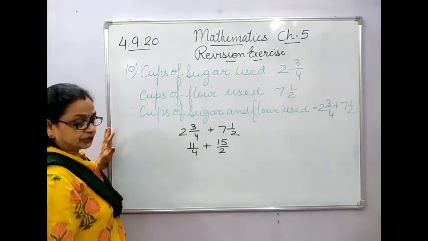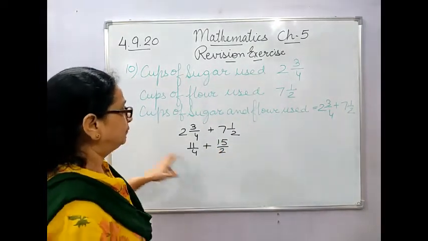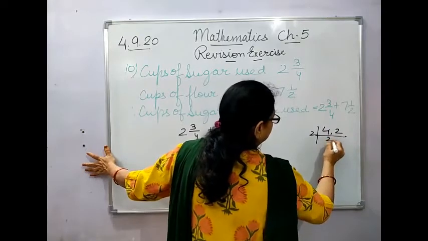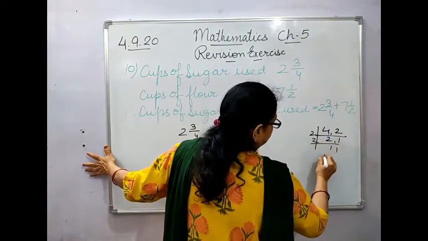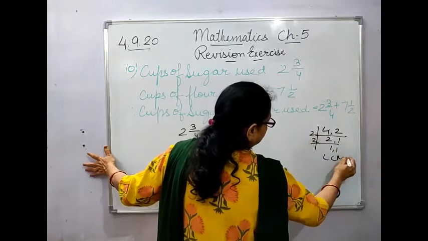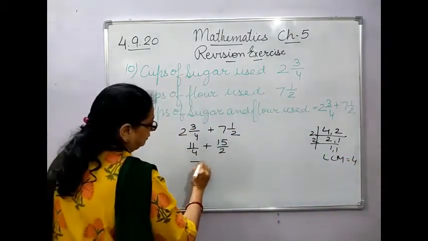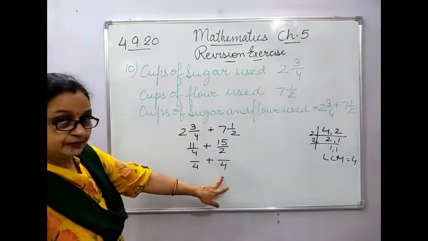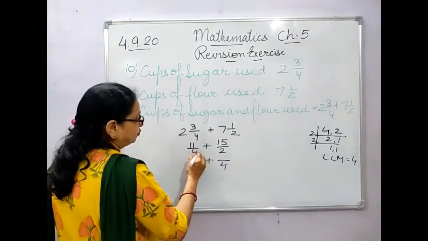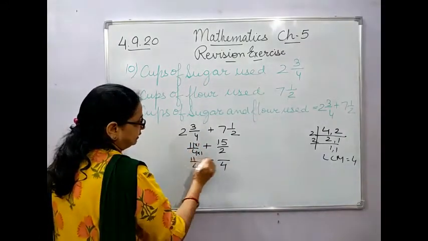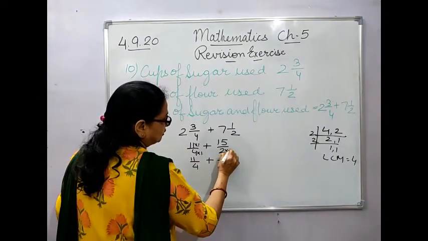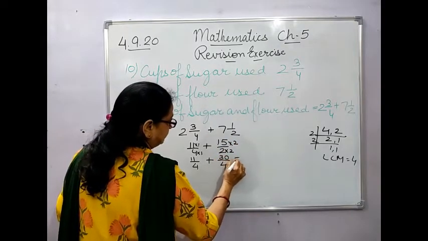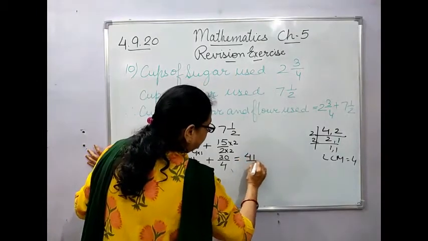If you take out the LCM for this, it will be 4 only, or we can check it over here in the rough. So your LCM is 2 2s are 4. So the denominators we made the same by taking the LCM. So 4 1s are 4, so 11 1s are 11. Then 2 2s are 4, so 2 15s are 30. So it will be 41 upon 4.